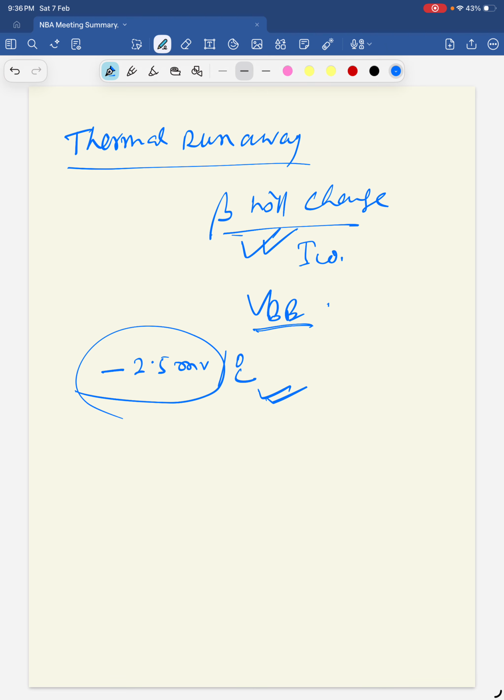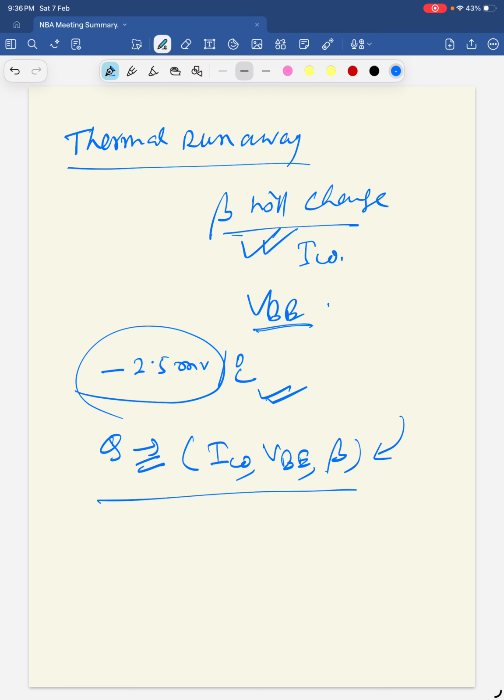So Q point may change due to three parameters. Number one is ICO, the reverse saturation current. Second one is VBE, and third one is beta. These three parameters are all temperature dependent. If any one changes, the Q point will change, and when the operating point changes, the characteristics or the performance of the device will change. Our target is to make the Q point fixed at its original position where it was selected initially, that is the midpoint of the active region.